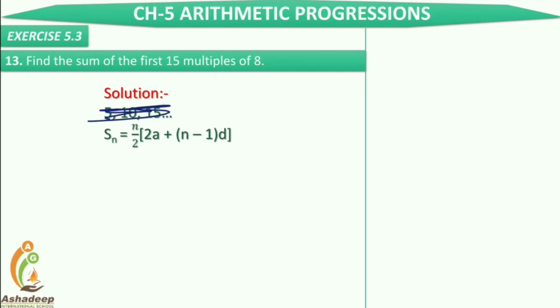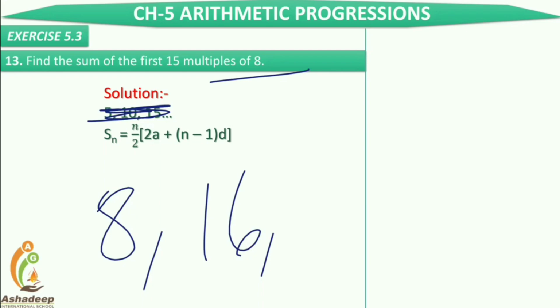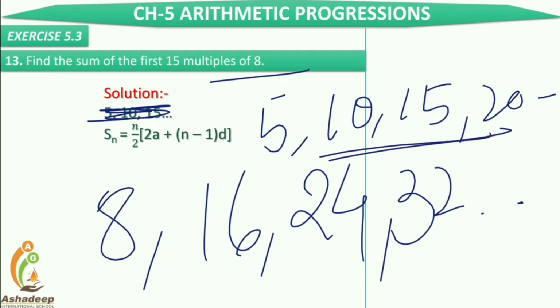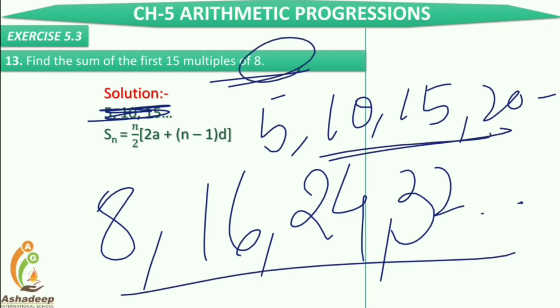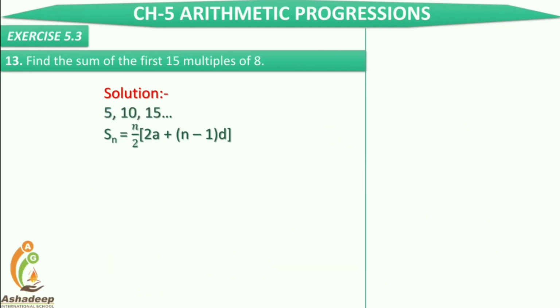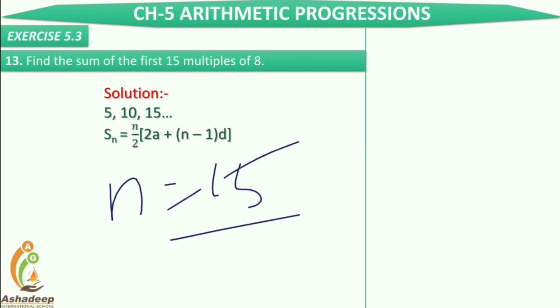The series is what? 8, 16, because it is a multiple of 8, so 8, 16, 24, 32. If it is a multiple of 5, then 5, 10, 15, 20, that is fine. But if it is a multiple of 8, then 8, 16, 24 and 32. Now A is equal to 8, D is also 8. Now put it here and you will get the answer. Instead of n, put 15.